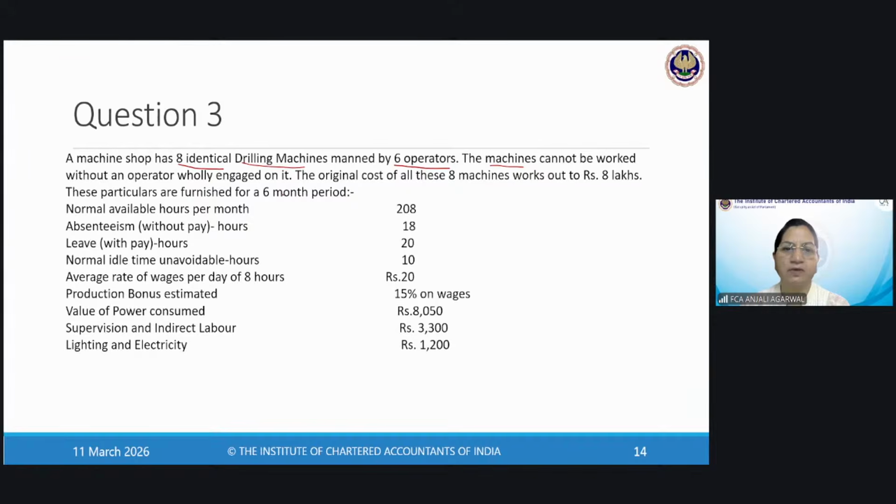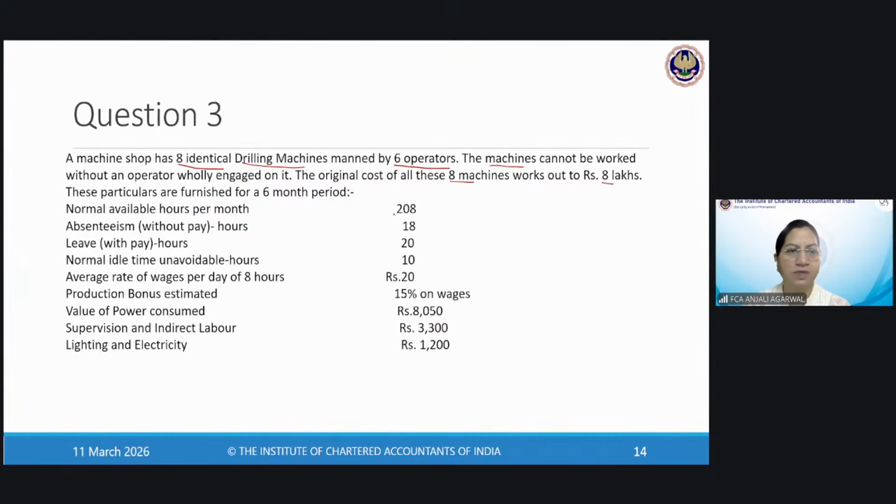You can relate it to the transport business, if there are 8 buses and 6 drivers. So all the 8 buses cannot run on their own. Only 6 can run at a time. But the original cost of all these 8 machines works out to be 8 lakhs. And there is some information furnished for a 6 month period.